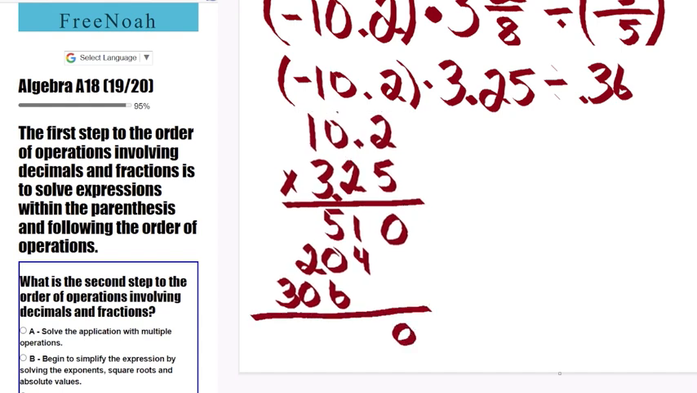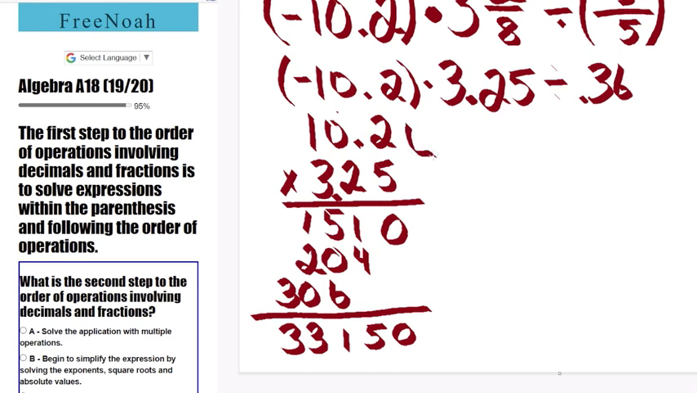Perfect. All right, 0. Here we go. It gets dropped down. 1 plus 4 gives us 5. 5 plus 6 gives us 11. Carry the 1. 1 plus 2 is 3, and the 3 just simply drops.